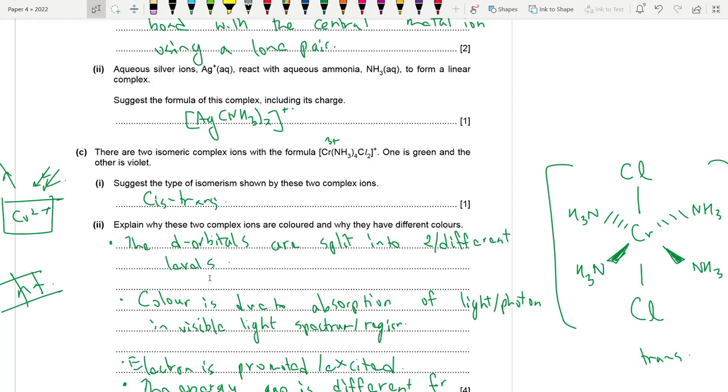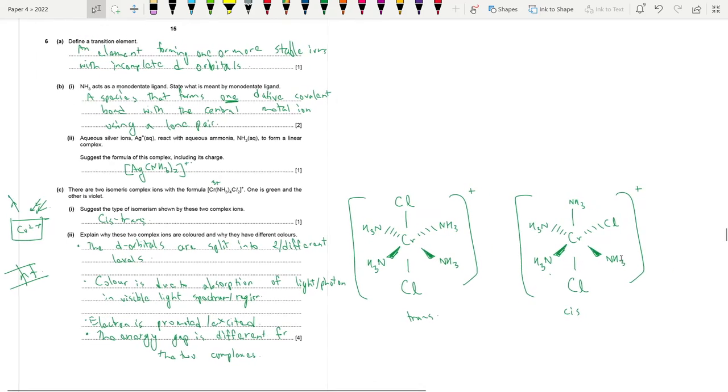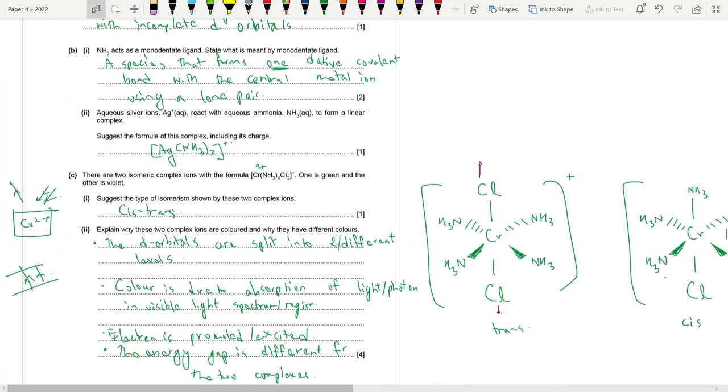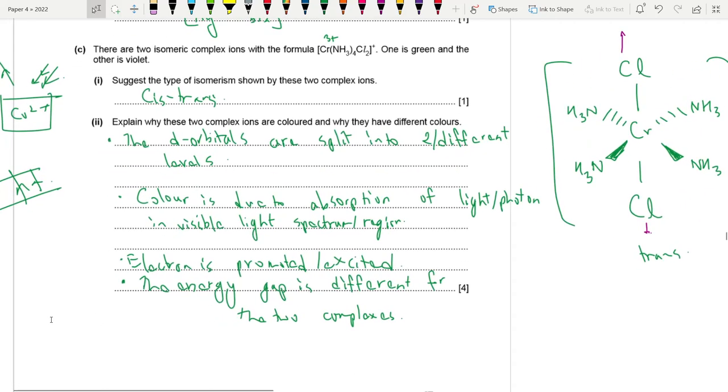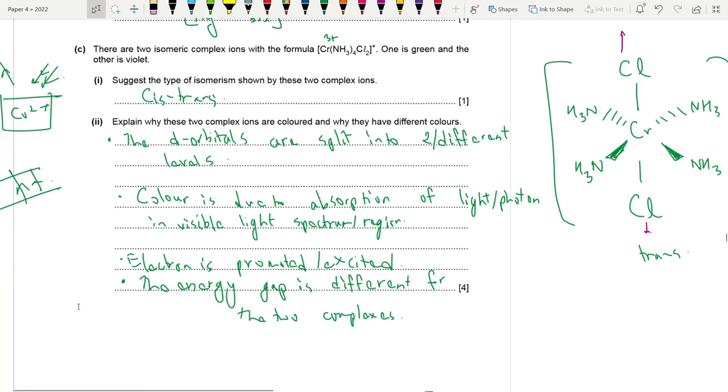How though? For the trans isomer, the chlorine atoms will be along one line, and the net dipole moment will be 0 actually. And for the cis isomer, any other arrangement except the chlorine atoms being in one line. That's literally it. So explain why these two complexes are colored and why they have different colors. These two complexes, the cis and trans complex, actually have different colors. Why is that?